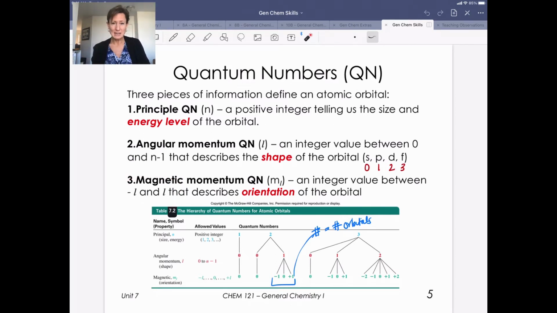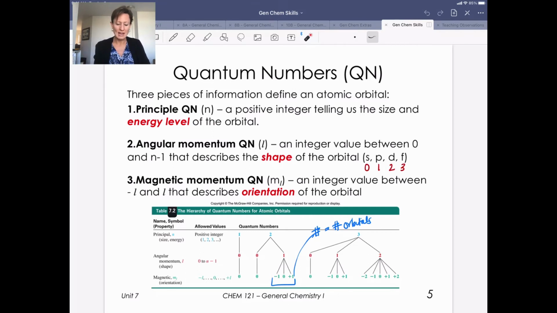So let's go through our example. If n equals 2, then the allowed values for l are 0 and 1. I'm going to highlight here that the values 0, 1, 2, and 3 define these different shapes. An l of 0 is an s orbital. An l of 1 is a p orbital. An l of 2 is a d orbital. And an l of 3 is an f orbital.